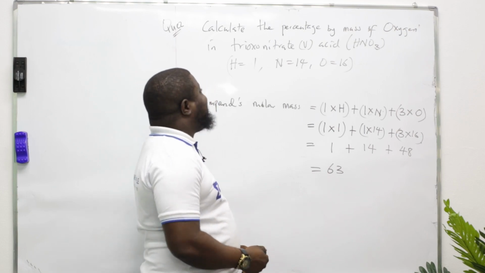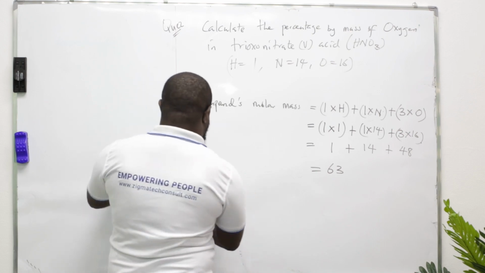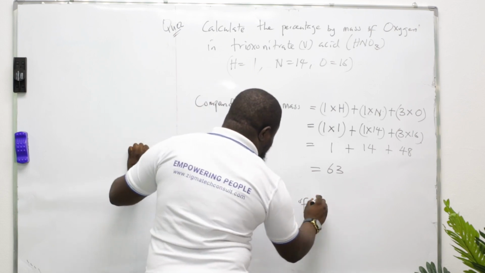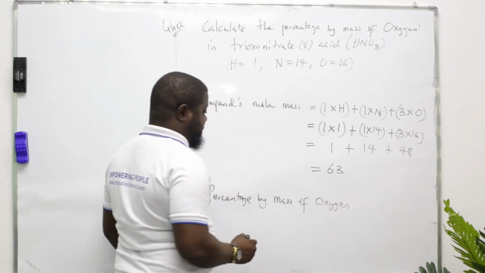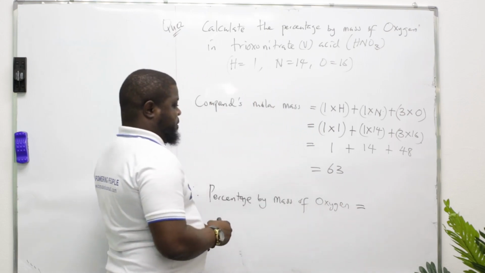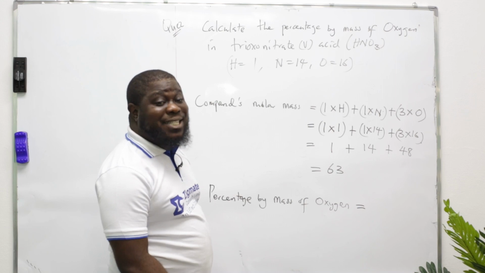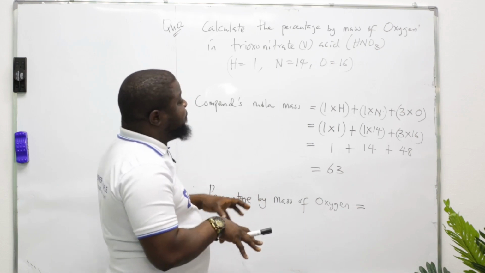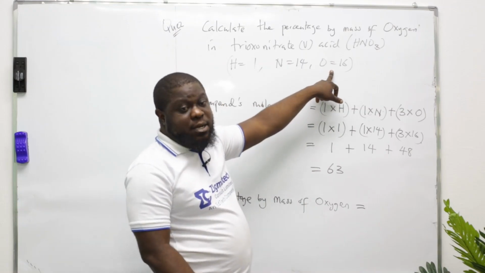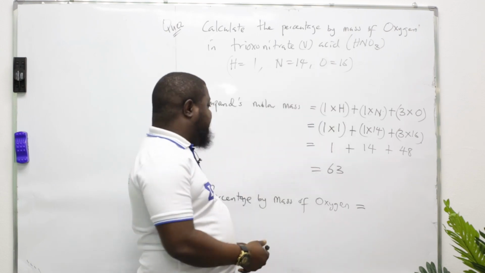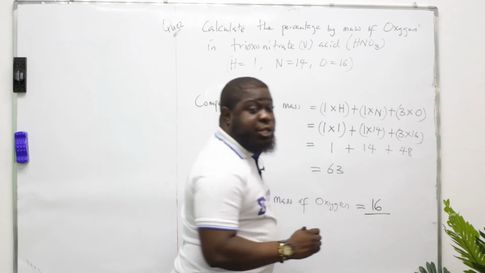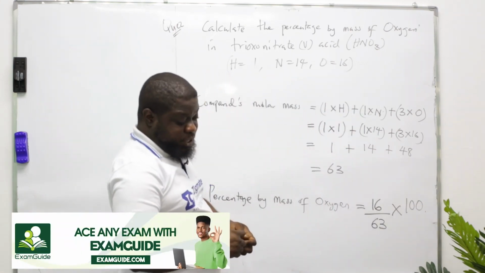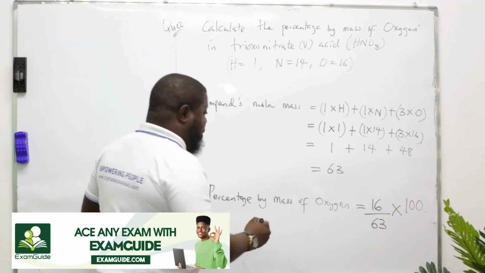Now they said find the percentage by mass of oxygen. In essence, therefore, percentage by mass of oxygen will be equal to... Now, they said divide the mass of the element in 1 mole of the oxygen. Now, what is the mass of oxygen? The mass number they gave to you is 16. They say divide it by the compound molar mass, which is 63, then multiply by 100.